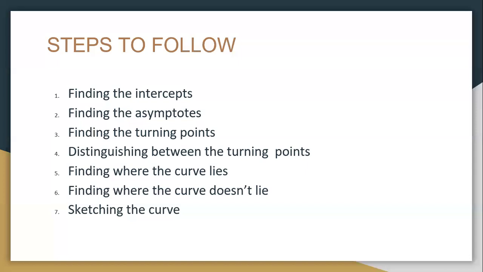One, you need to know the intercepts, the asymptotes, the turning points. You must know, you can call it, finding the nature of the turning points, finding where the curve lies, finding where the curve doesn't lie, and then lastly, sketching. Now, these are the steps we are going to go through to come up with our graph. But let me ask you, can you first put them down and then we continue?